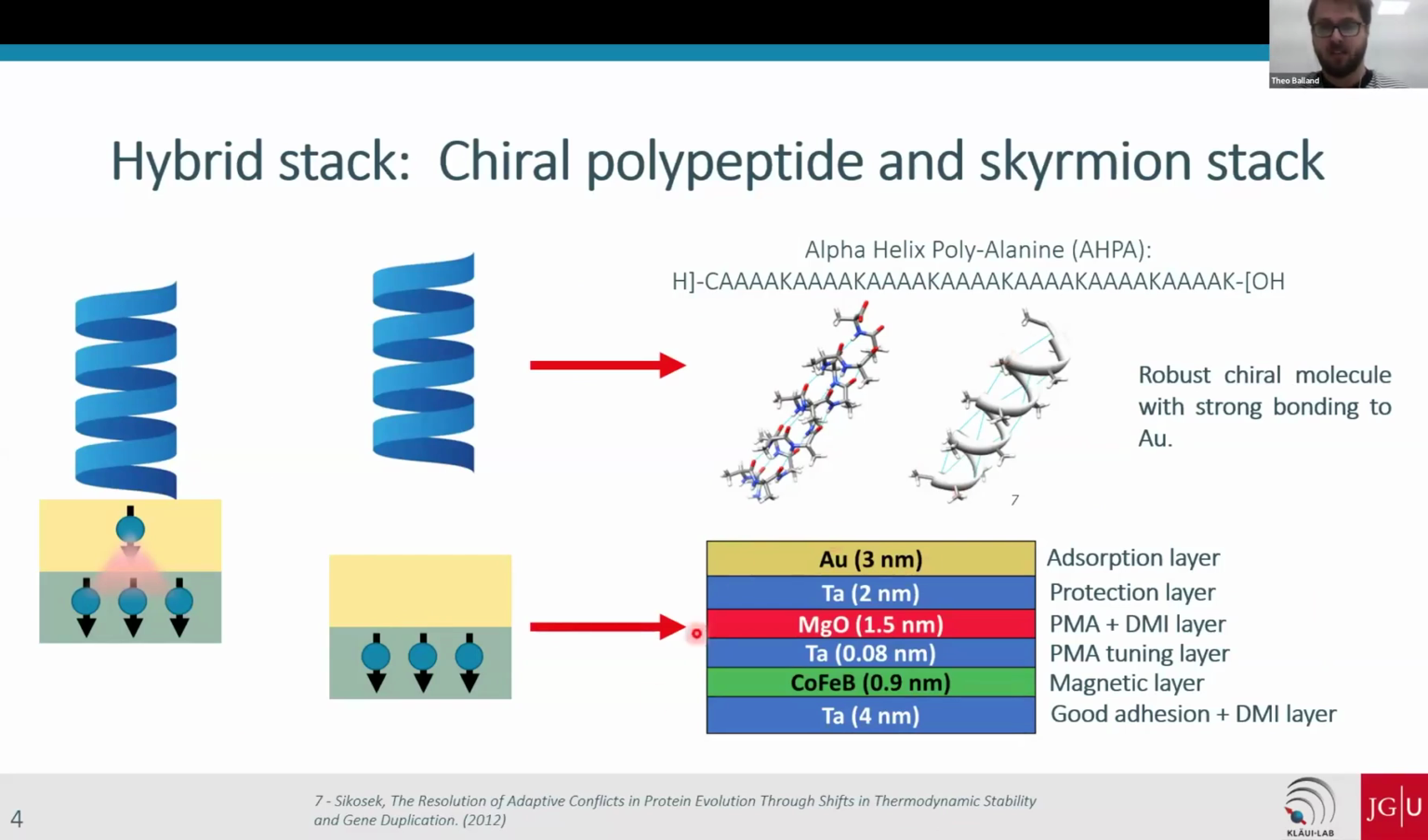And for the metallic stack, we use the following one. We have several layers: a gold layer for the adsorption of the molecule, the cobalt iron boron layer, which is the magnetic layer, and then several layers of tantalum and magnesium oxide, which will control the DMI and the PMA present in the stack. This stack is fabricated by sputtering, and it has stable skyrmions at room temperature. It has a very flat energy landscape, which means the skyrmions can diffuse easily without too much pinning.